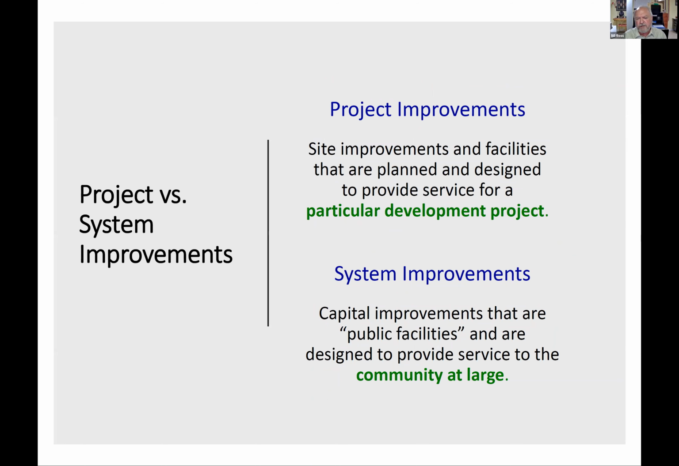So the law separates project improvements from system improvements. A project improvement is anything that serves just that development. The streets in a subdivision and the sidewalks in a subdivision, a deceleration lane for a shopping center. These are improvements that specifically serve the project. And they are exempt from impact fees, if you will. You can continue to charge them because they serve just that development. It's the system improvements that you can charge impact fees for. And these are things that provide service to the community at large, or at least a much larger portion of the community than just a particular development. Next.